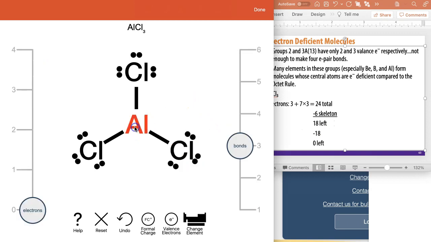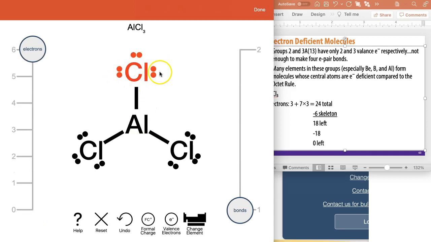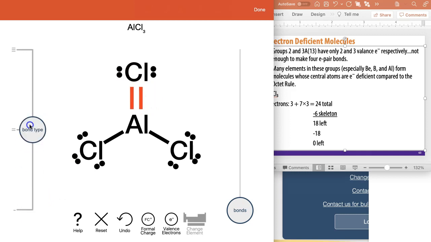Now I go back to the aluminum. Normally I would need to get aluminum to an octet, and so normally I would say, okay, I'll take a lone pair from chlorine and turn that into a double bond here. And that will get my aluminum to a complete octet. There's nothing wrong with this Lewis structure, but just based on where aluminum is on the periodic table, it does have a tendency to have that octet rule exception.